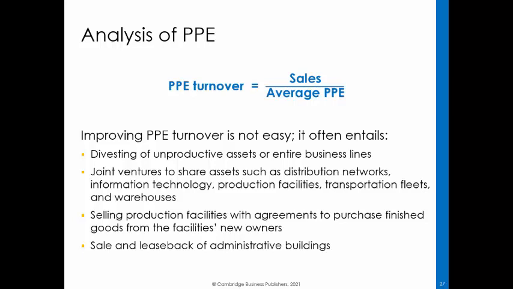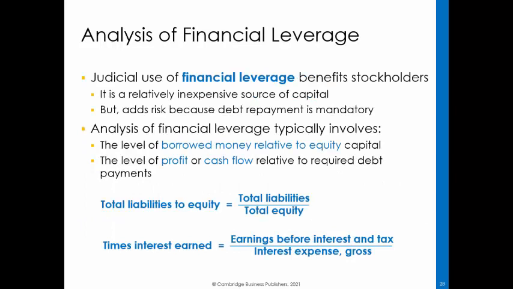Improvements in PPE turnover are not easy to achieve. They often require divestiture of unproductive assets or entire business segments, joint ventures with other companies to jointly use PPE assets, divestiture of production facilities with agreements to purchase finished goods from the facility's new owners, and buybacks, lease and sell and leaseback of administrative buildings.